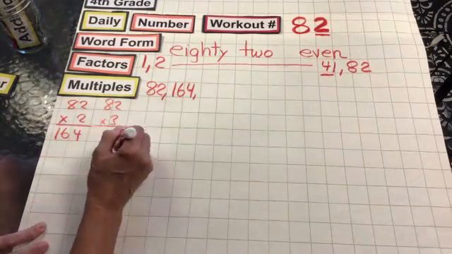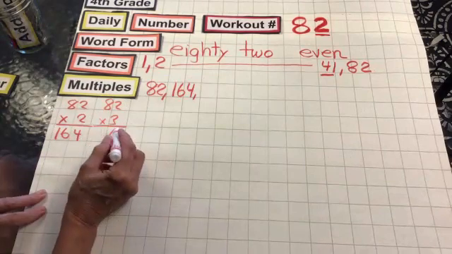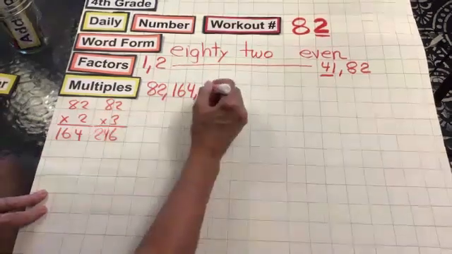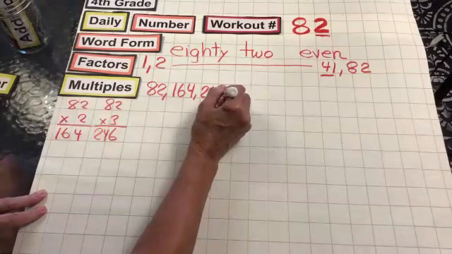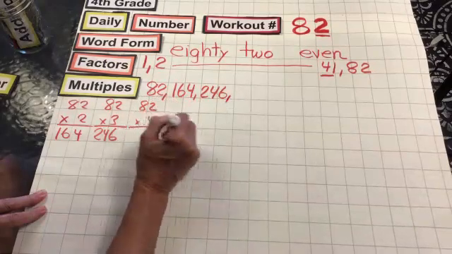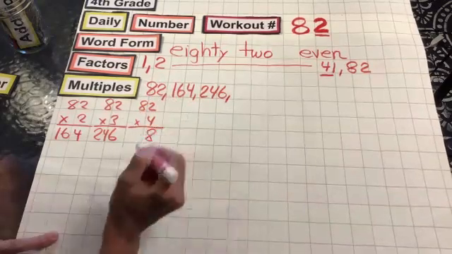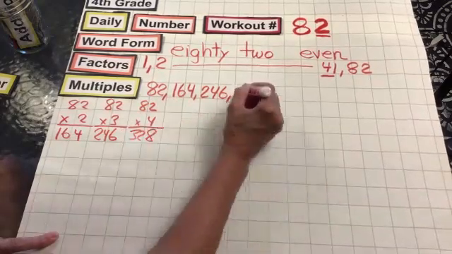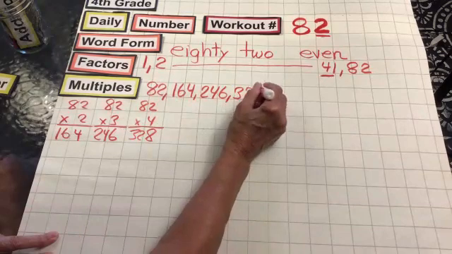3 82s. 3 times 2 is 6. 3 times 8 is 24. So we have 246. 4 82s. 4 times 2 is 8. 4 times 8 is 32. 328.